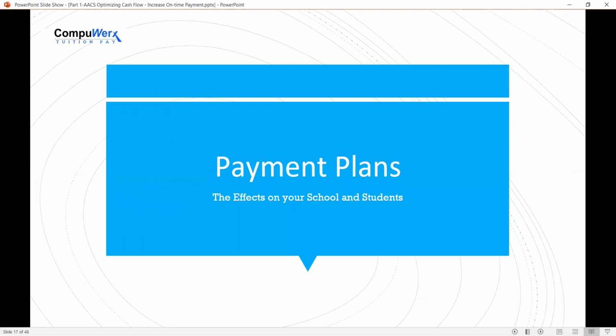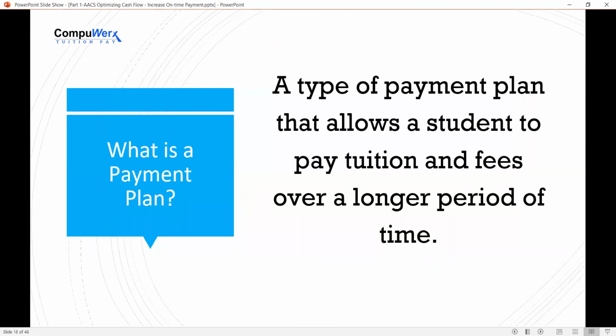So we talked about the payment plan sounds so important in this whole process. So let's talk about what is a payment plan. How could a payment plan help with tuition payments? A payment plan affects both your school and also your students. First, what is a payment plan?